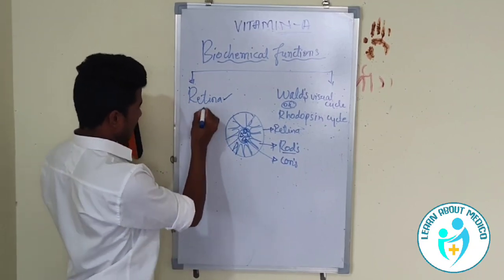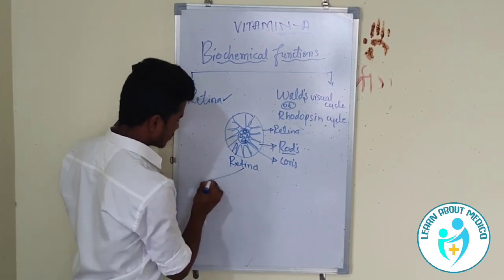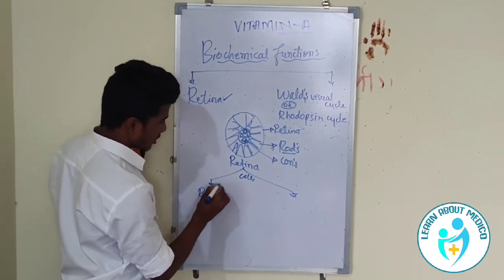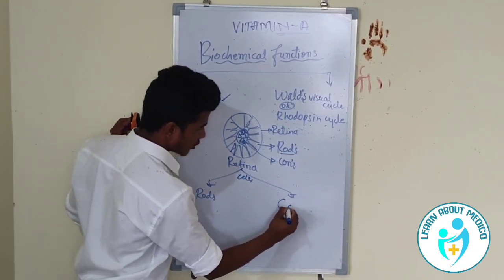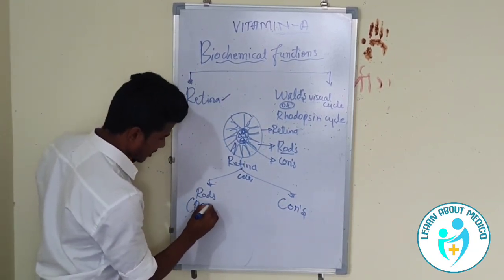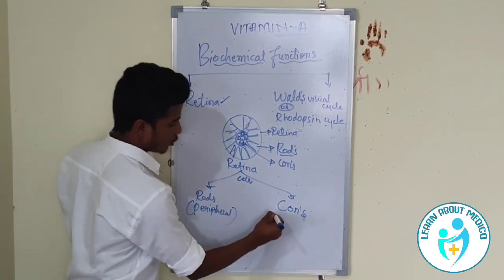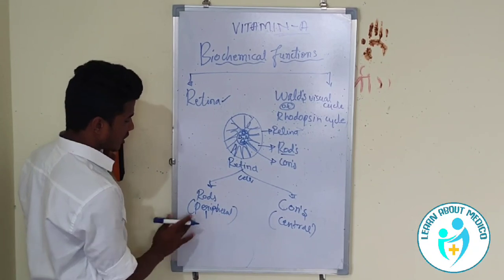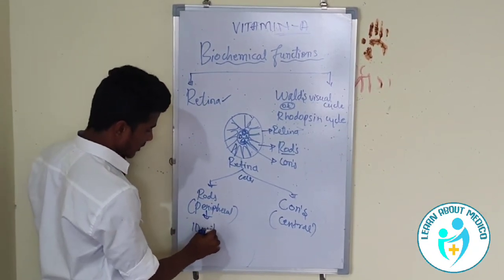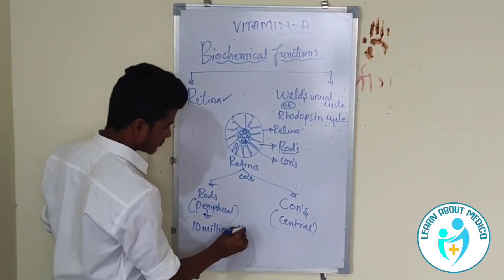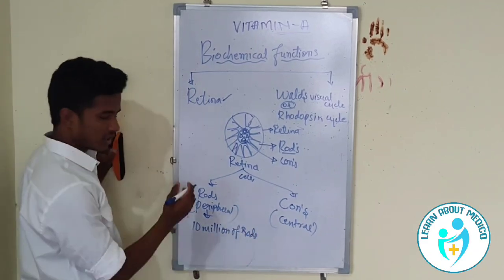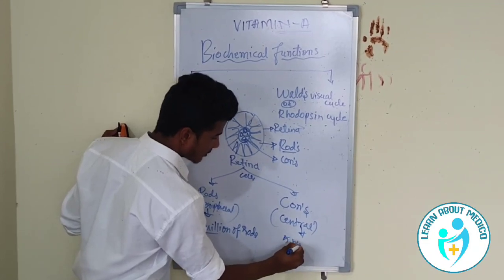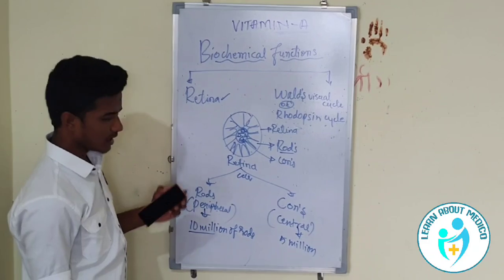The retina contains two kinds of cells. The first is rods, the peripheral cells, and the second is cones, the central cells. In the human being, nearly 10 million rods are present in our retina, and nearly 5 million cones are present in our retina.